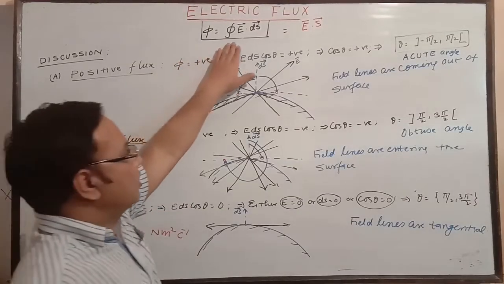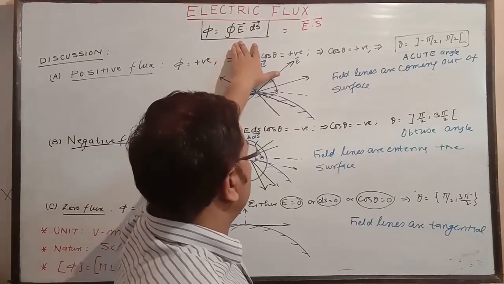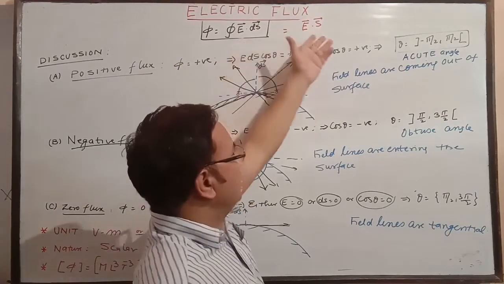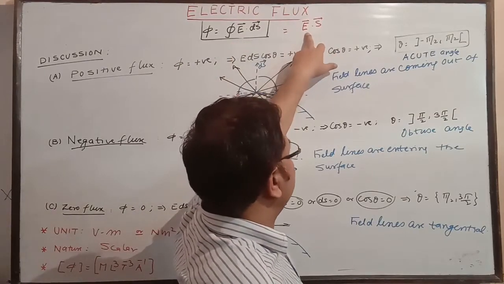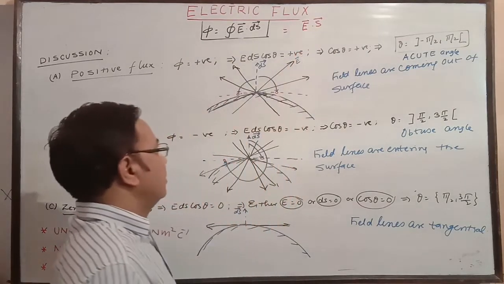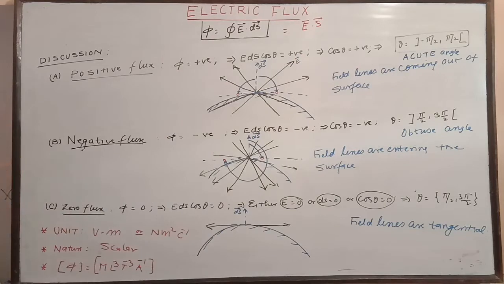Now, the formula we have derived is for a closed surface. If the surface is not closed, and the electric field is constant, then you can directly use E dot S. So that is the formula for us.